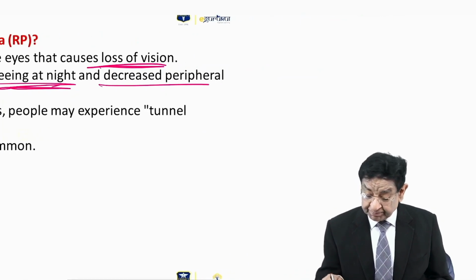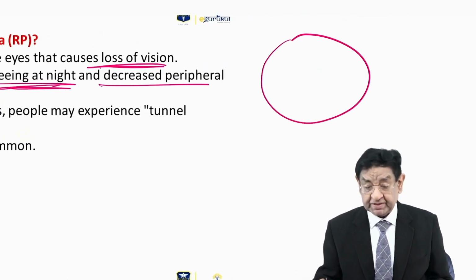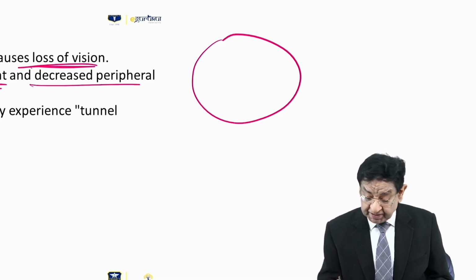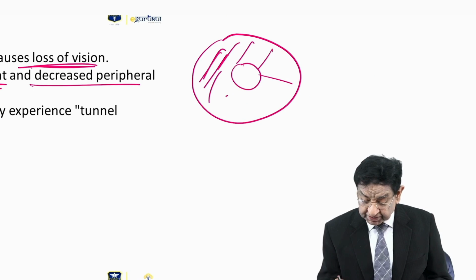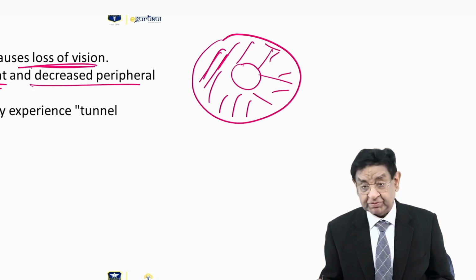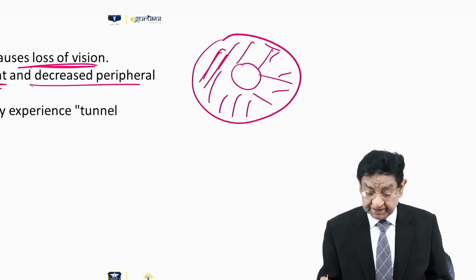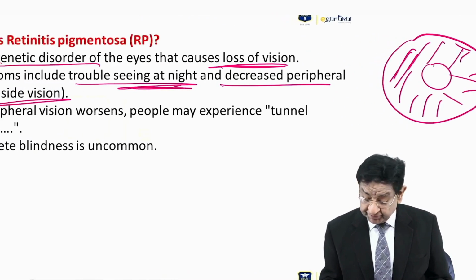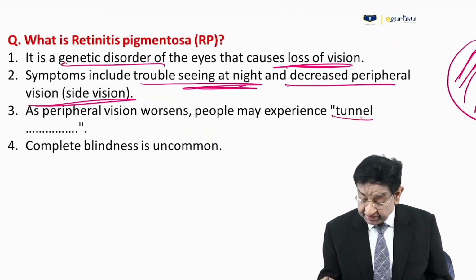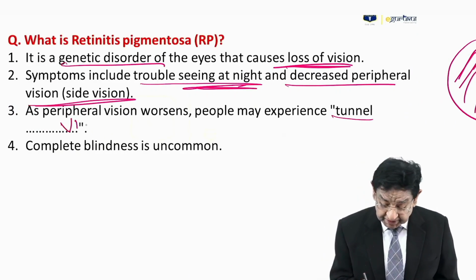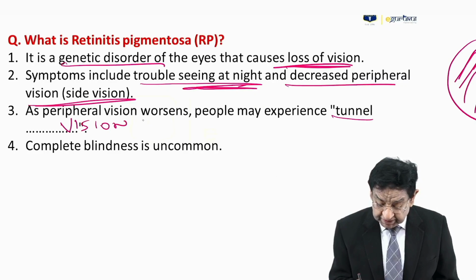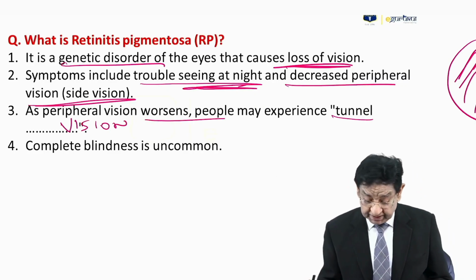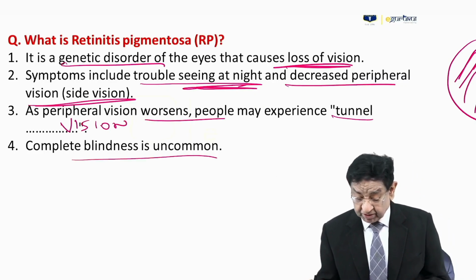For example, suppose this is the field that is visible. The patient will be able to see this much only; he will not be able to see the rest. This is so-called tunnel vision. Okay, the word we use is tunnel vision. Vision will be there, but he will not be able to see the periphery. And complete blindness is usually uncommon.